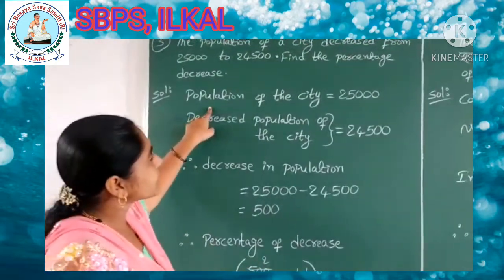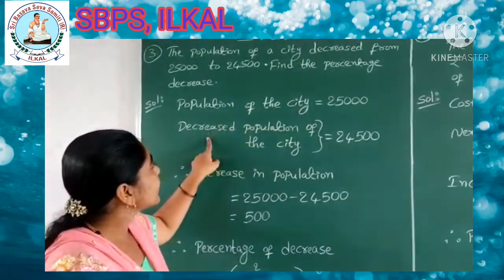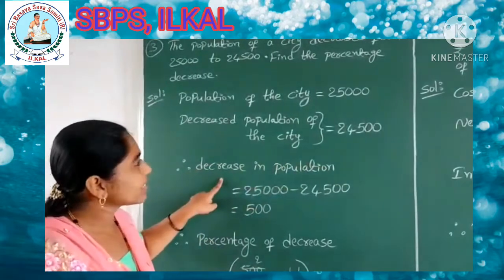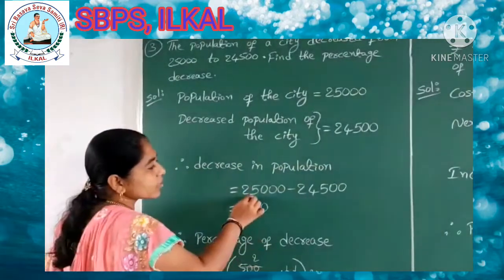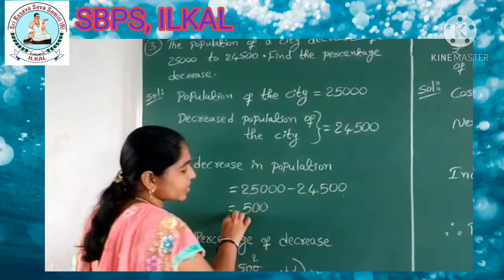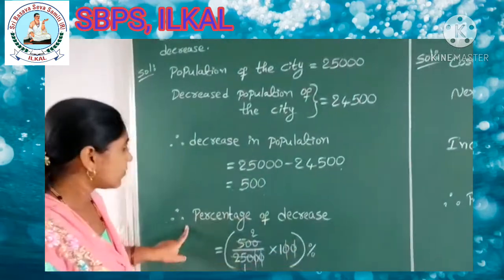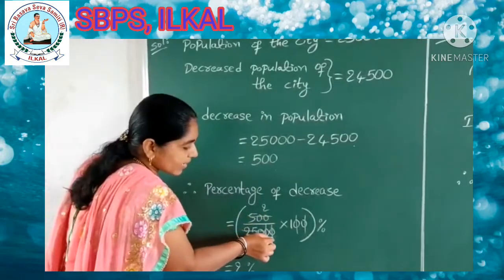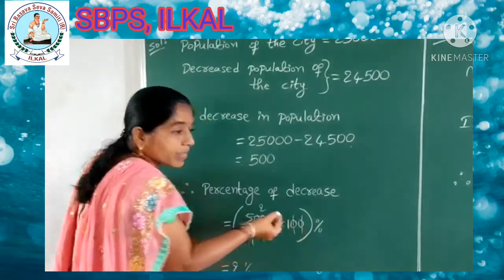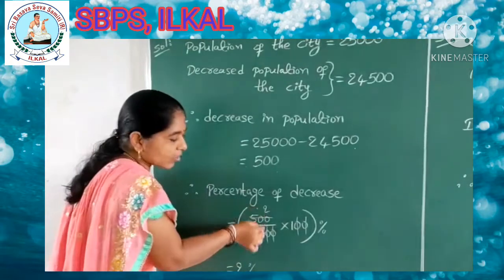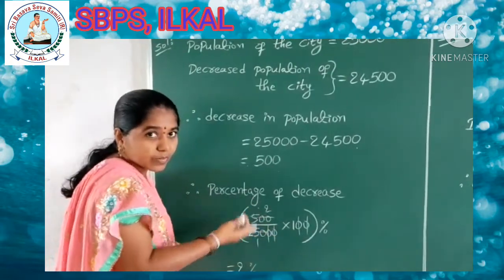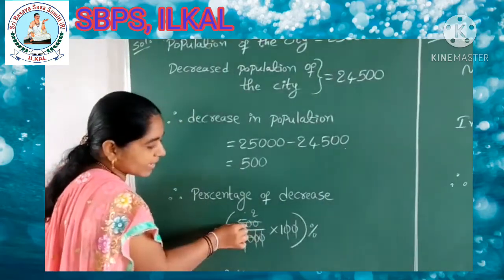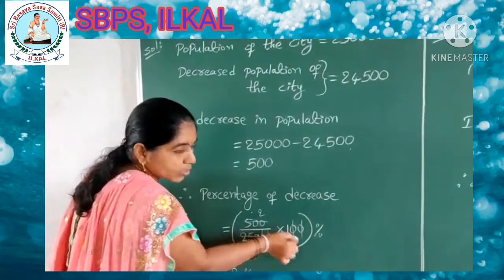Solution: population of the city is 25,000. Population after the decrease is 24,500. Therefore, decrease in population is equal to 25,000 minus 24,500, which is equal to 500. Therefore, percentage of decrease is equal to 500 divided by 25,000 into 100. Like loss percent is equal to loss by cost price into 100, and profit percent is profit by cost price into 100, we do the same way here: 500 divided by 25,000 into 100.